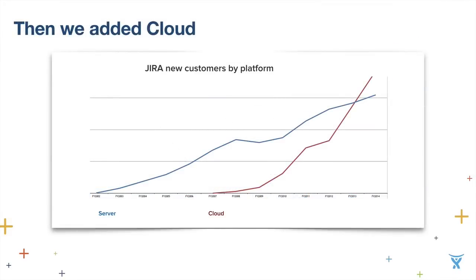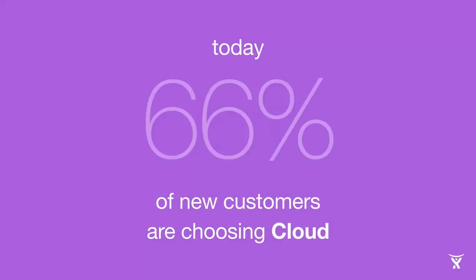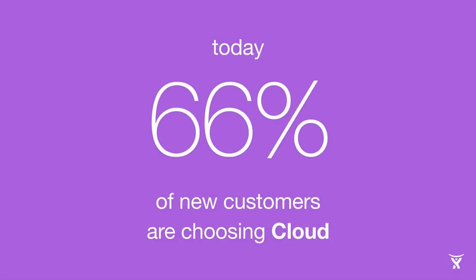So let's look at these numbers. You can see the comparison of the growth of usage and new users between the server type of deployment and the cloud type of deployment. As you can see, the cloud is accelerating much, much faster. In fact, as of today, around two-thirds of our new customers are choosing cloud over server deployment.